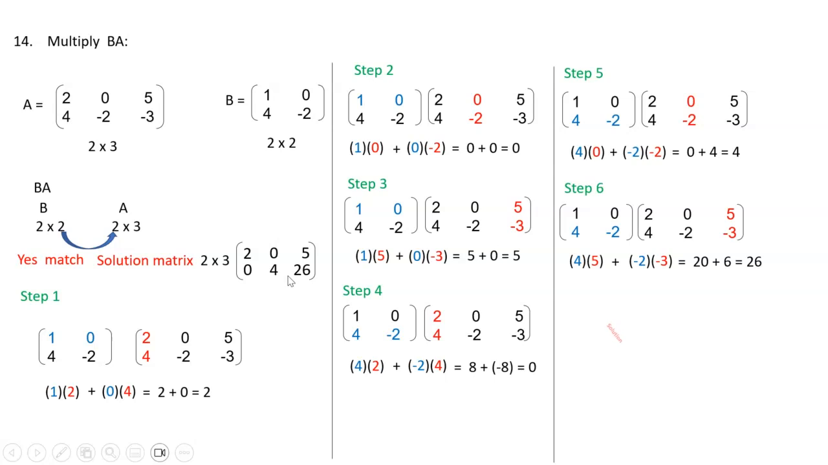So this is my solution, right? It'll be 2, 0, 5, 0, 4, 26. That's the solution for multiplication.